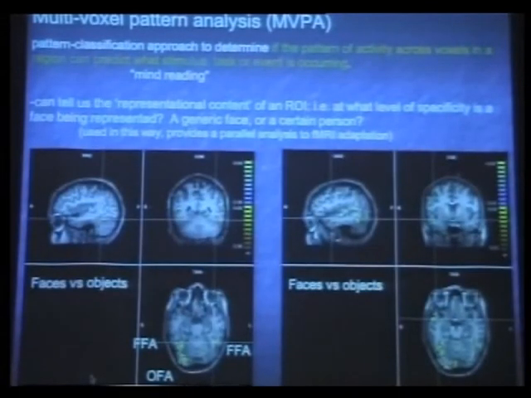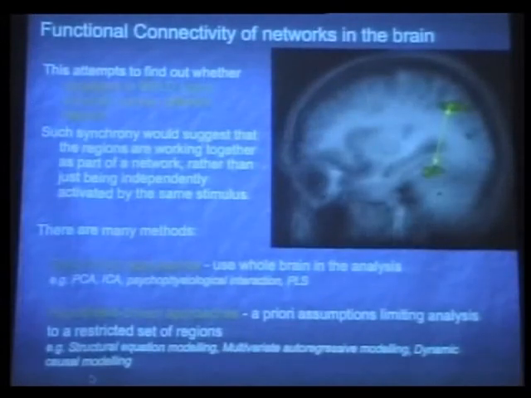Okay? I'll skip this. This is just an example of some of the data that we have looking at faces versus objects with pattern classification. Now, so that's fine. So MVPA and fMRI adaptation are two different strategies that can be used to try to tell you, well, what exactly is this part of the brain looking at and trying to process about the stimulus that you're showing it. Okay.